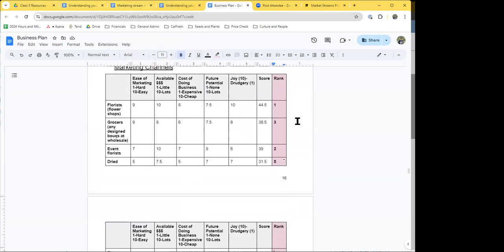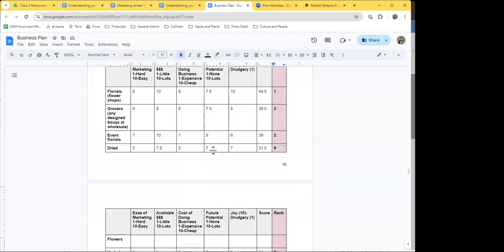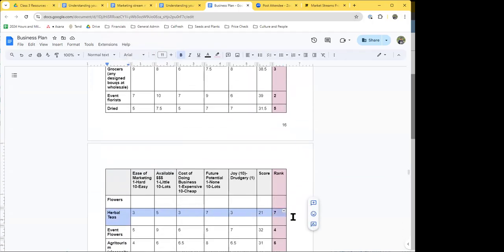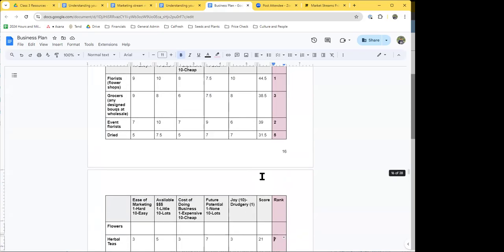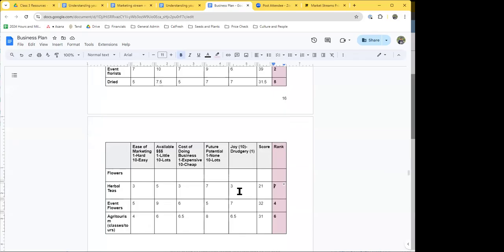Now if I'm looking at ours, herbal teas are like my baby and everything that I want, and they rank the lowest. It's the only thing I really, really want to do, but how do I? It's 21. It's a whole magnitude lower. But if I really want to be doing herbal teas, then how can I make ease of marketing way easier? Seeing these numbers ranking, how can I switch something to take the edge off? How can I make doing herbal teas more joyful?